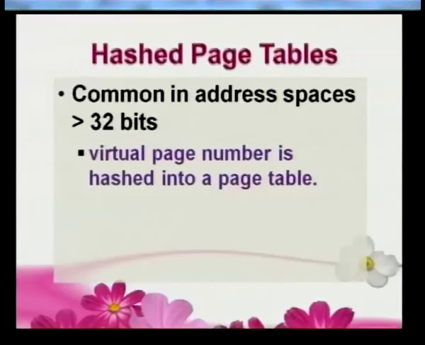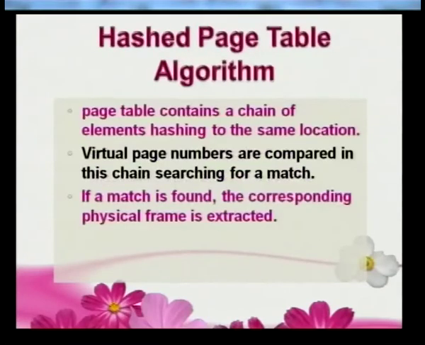And this is how the hashed page tables would work. Hashed page tables basically work under a common feature that in a single page more than one frame is getting mapped. Therefore, in the page table only the virtual page numbers are getting hashed. This is how the algorithm in hashed page tables works. Fundamentally, the page table contains a chain of elements hashing to the same location. These elements would be the frames.